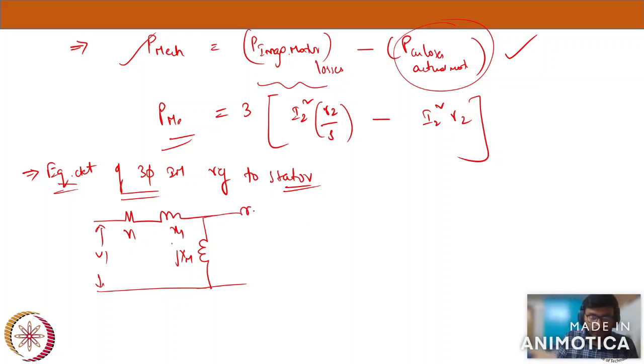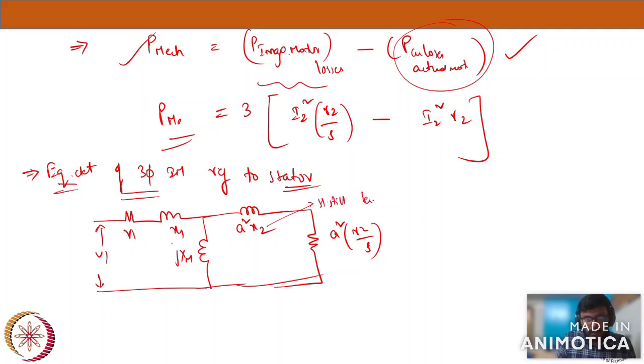Now, what is the reactance in the secondary side? It is a square X2, and the resistance will be a square R2 by s. This X2 is nothing but the standstill leakage reactance. We know that X1, X2, R1, R2 are very small quantities, and they will be much less than the magnetizing branch XM.